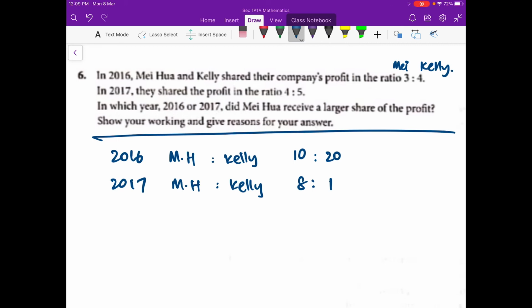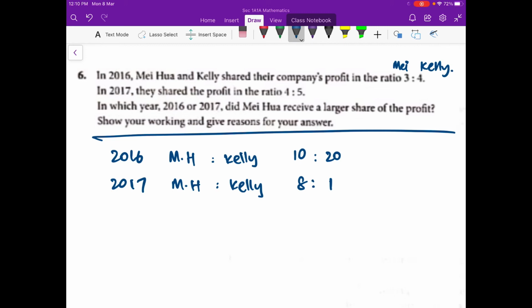There are 2 years of comparison, right? In 2016, the ratio is 10 to 20. So who received more in 2016? Kelly received more, twice what Mei Hua had. But in 2017, Mei Hua got 8 units, whereas Kelly only had 1 unit. So in which year did Mei Hua receive more of the profits? Is it 2016 or 2017? 2017.